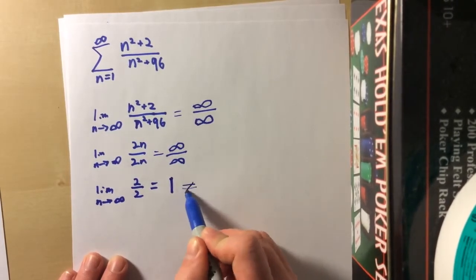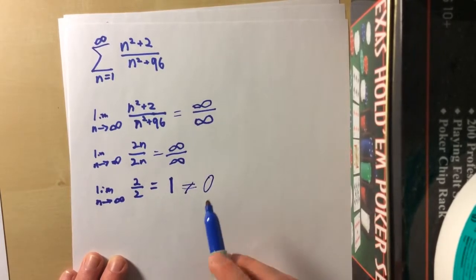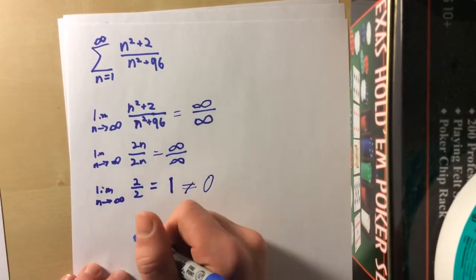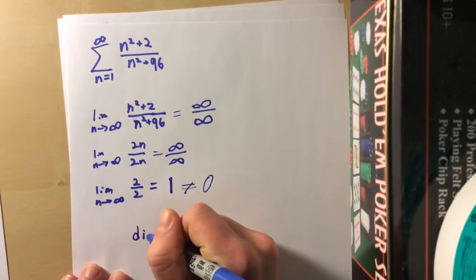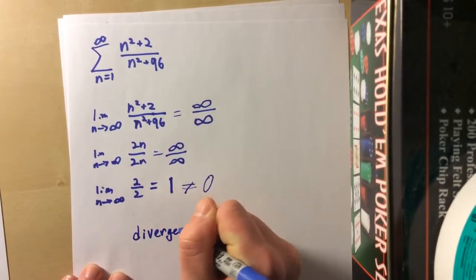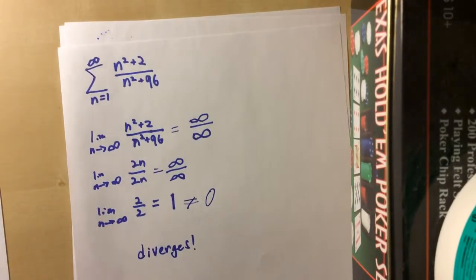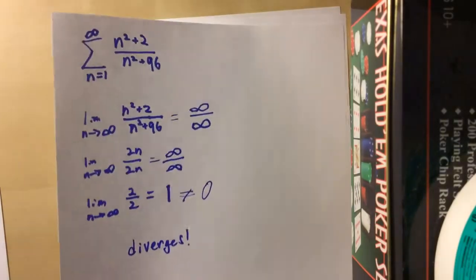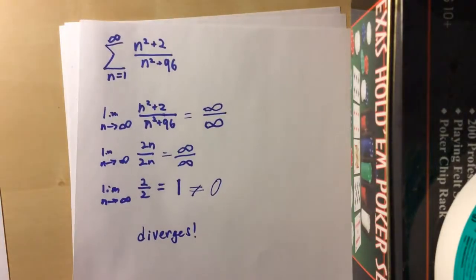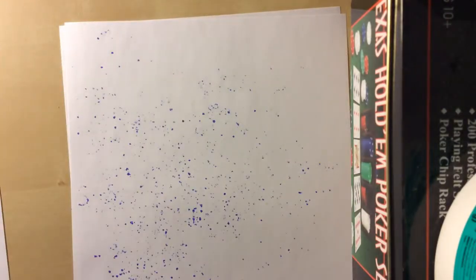1 is not equal to 0. So right there, we can go ahead and say that this series diverges. So as you can see, that wasn't really that hard. We didn't have to do that much work. But remember that you can only use the nth term test to determine divergence.